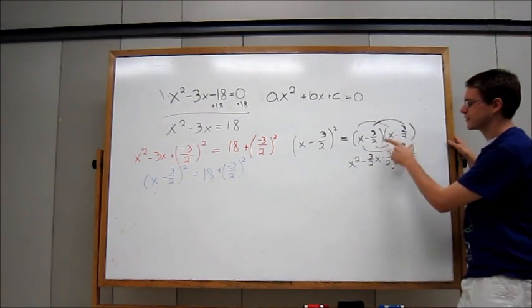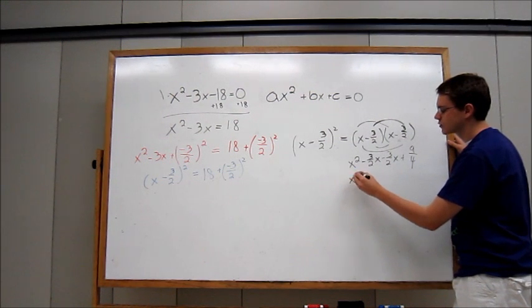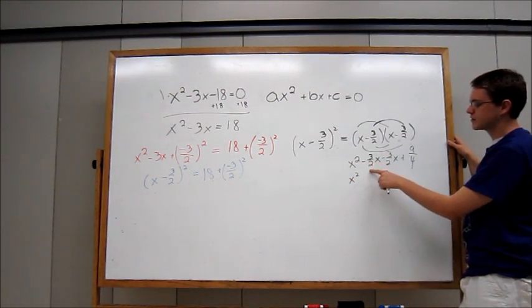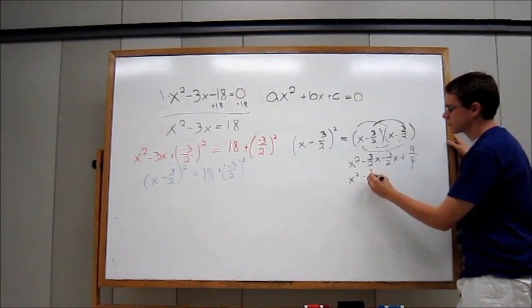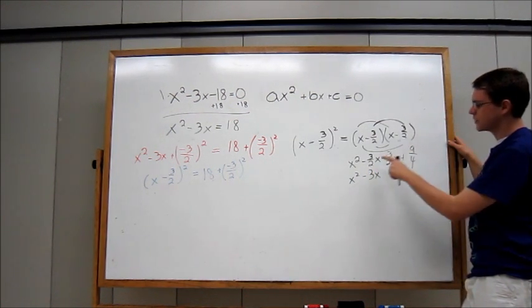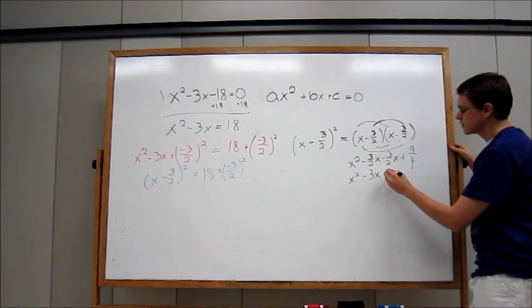So now that we multiplied everything out and we got all our individual terms, we could just combine like terms. So x squared is by itself, then negative 3/2 x minus another 3/2 x is really minus 3x. Because you get minus 6 over 2, and 6 over 2 is 3. Plus 9/4.